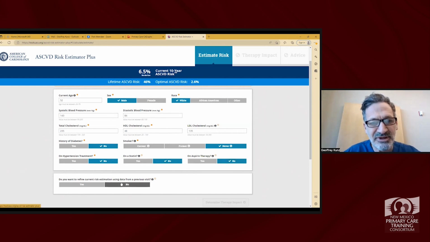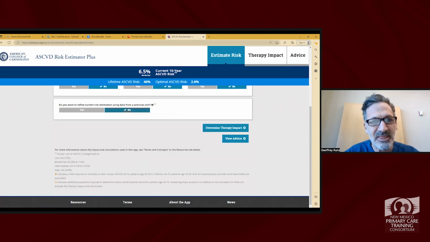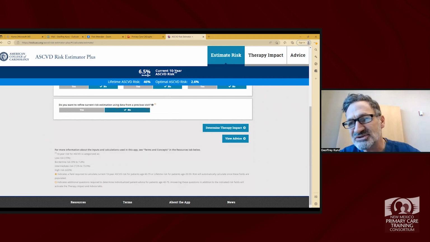This calculator will let you follow patients sequentially. So it's asking if I want to use data from a previous visit. I don't. And you get a number. And this is my cardiovascular risk. So I'm in a borderline risk category. My risk of having heart attack, stroke, cardiovascular death in the next 10 years is 6.5%. So that's in the intermediate risk range.